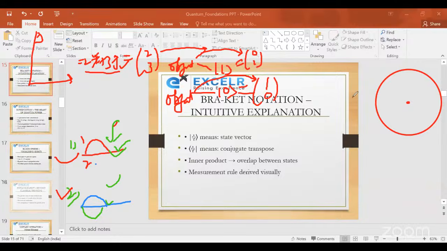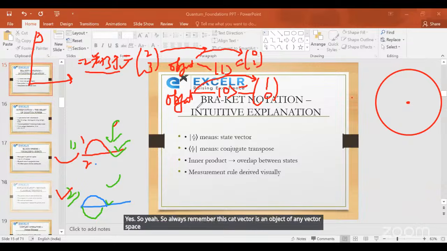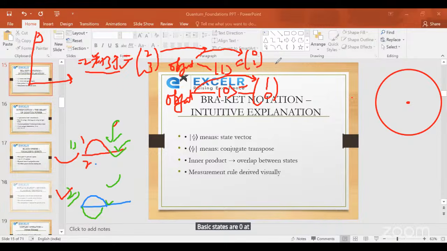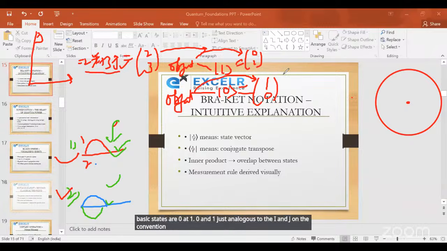So always remember this cat vector is an object of any vector space. Vector space means this quantum computation. So basic states are 0 and 1. 0 and 1 are just analogous to the i and j on the conventional coordinate geometry. i and j are the unit vectors, and 0 and 1 are the unit vectors right here. So we are representing this as this.